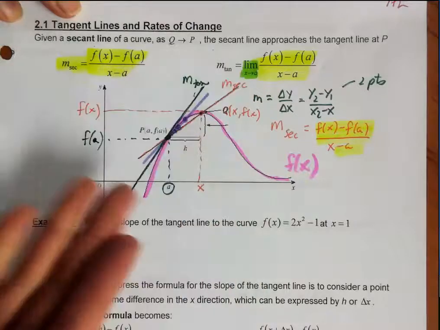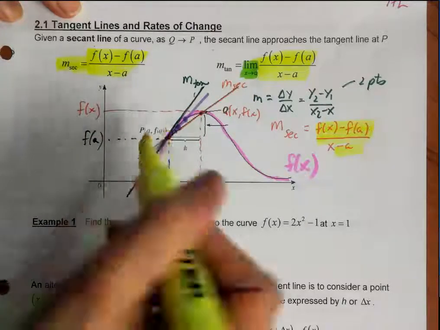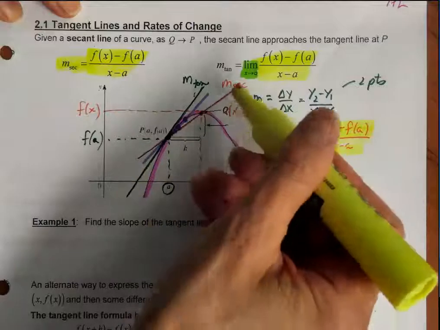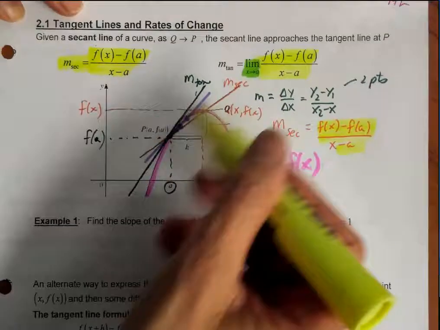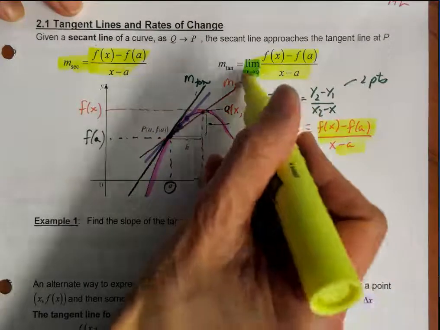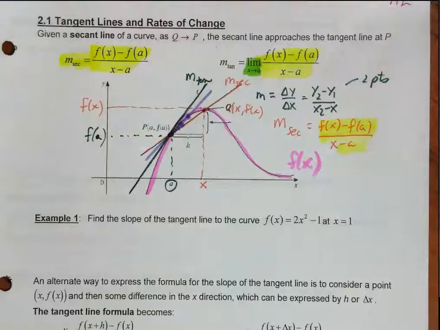All right, so then it gets closer and closer, and whatever the slope is for the tangent line, the secant slope is going to be almost the same, and in fact, as you take the limit, it's going to be exactly the same. Okay.